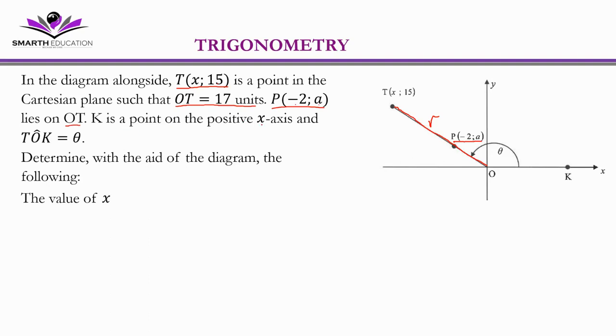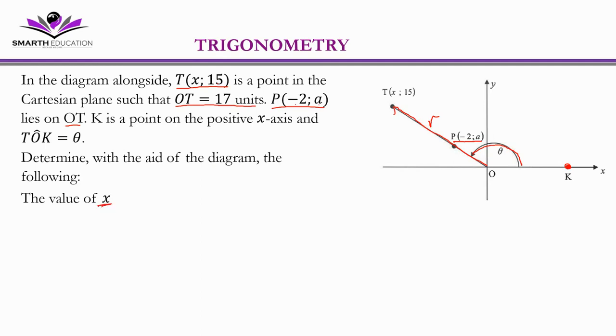K is a point on the positive x-axis. This is K here. And then TOK, this angle, is theta. Determine, with the aid of the diagram, the following: the value of x.